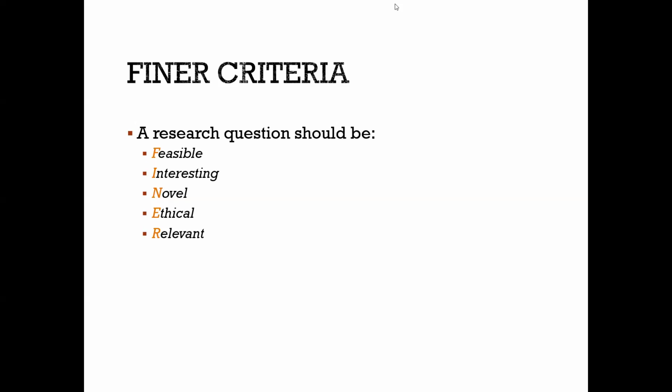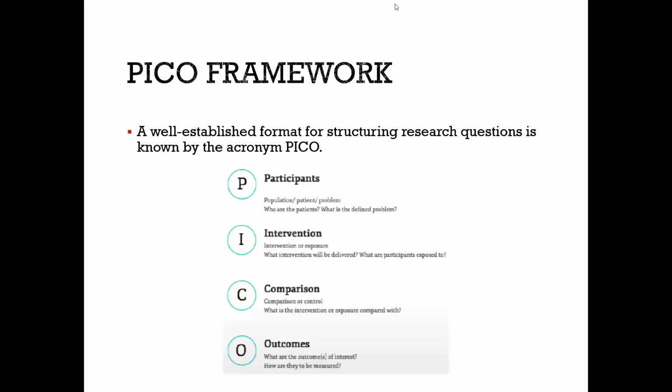Okay, so usually they take a PICO frame. This is a format for structuring the research question. That is very famous, this format you can see. So PICO means P for patients, I for intervention, C for comparison, O for outcome. So this is the criteria.